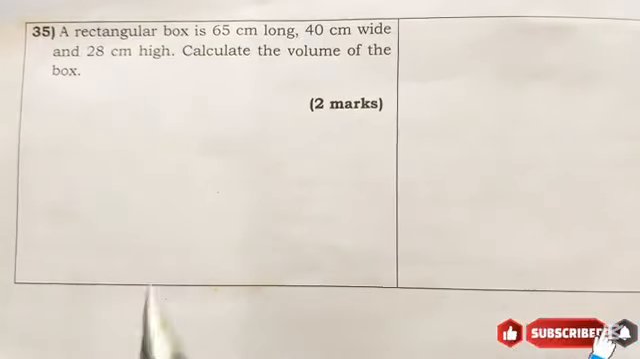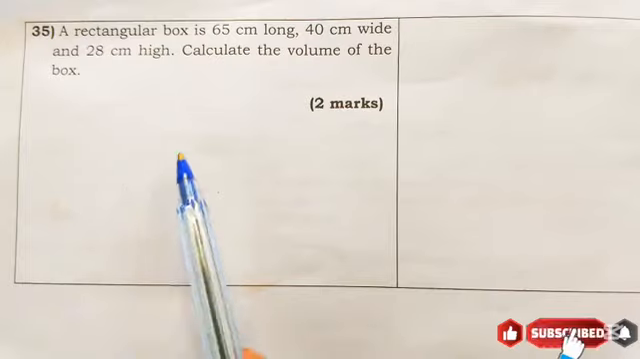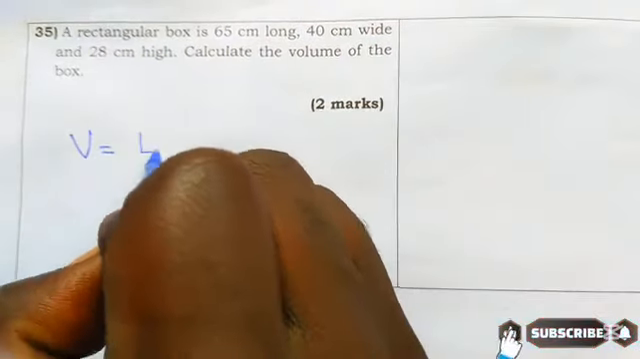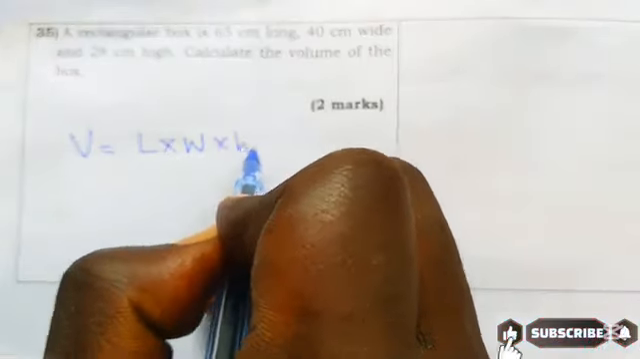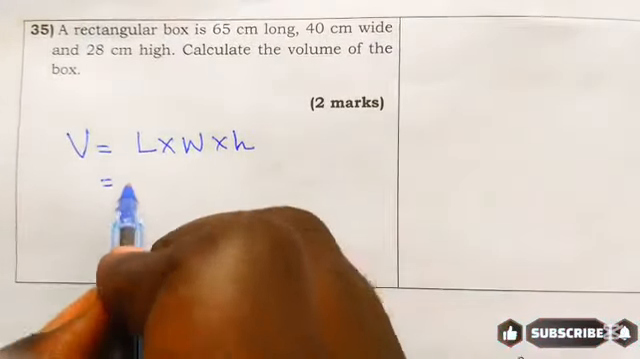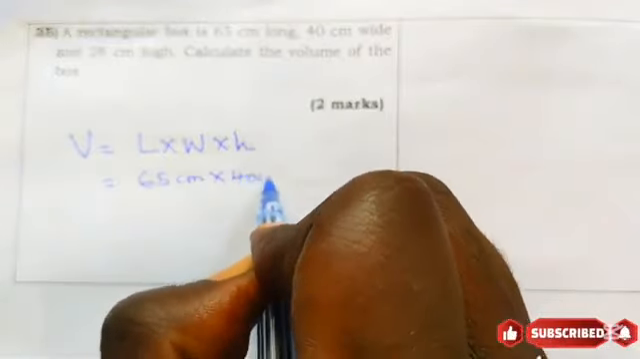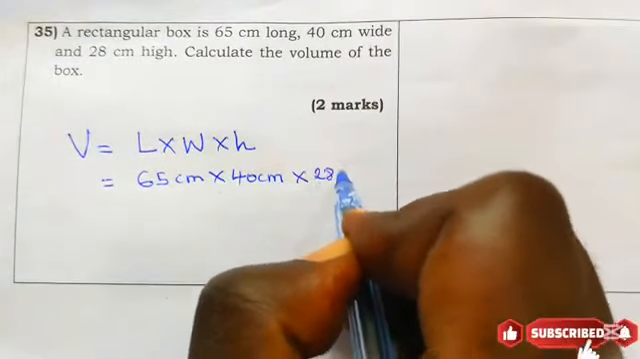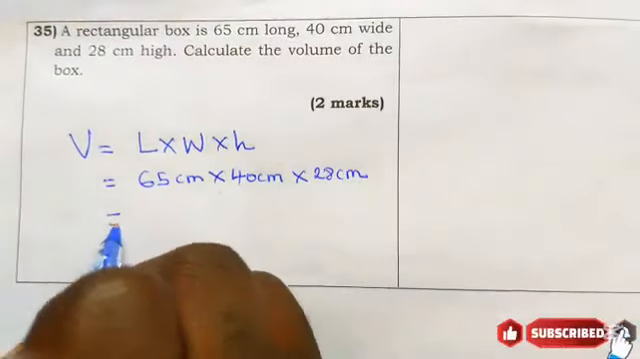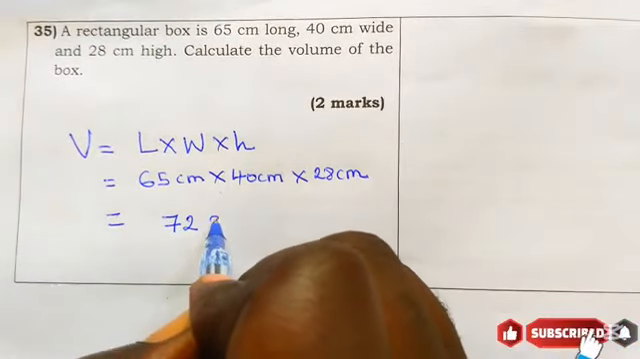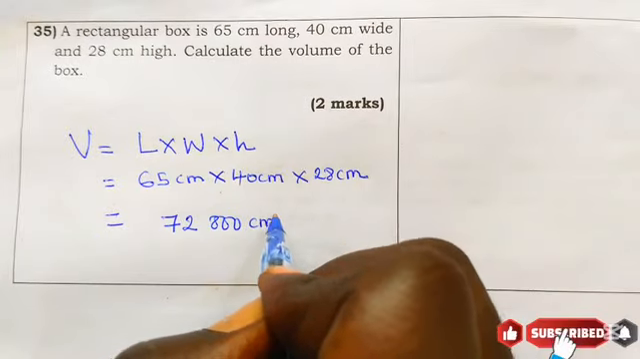Last question. A rectangular box is 65 centimeters long, 40 centimeters wide, and 28 centimeters high. Calculate its volume. Volume here is equal to length times width times height, and this is equal to 65 centimeters times 40 centimeters times 28 centimeters, and this is equal to 72,800 centimeters cubed.